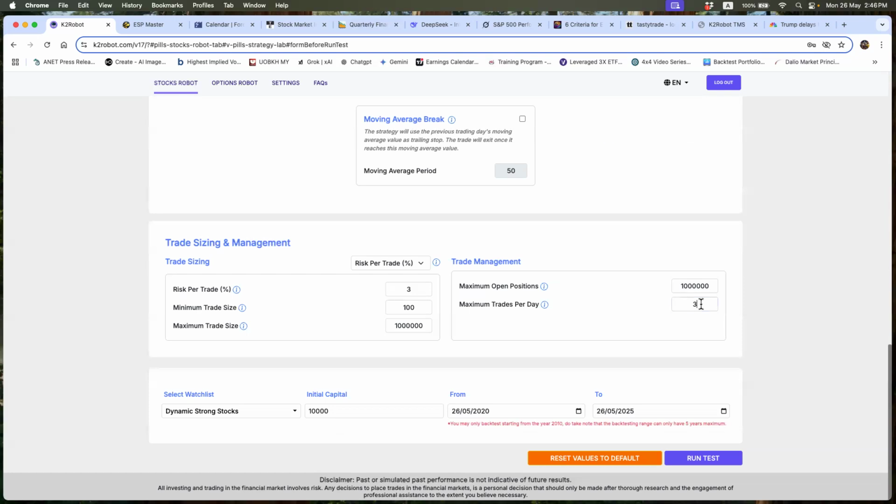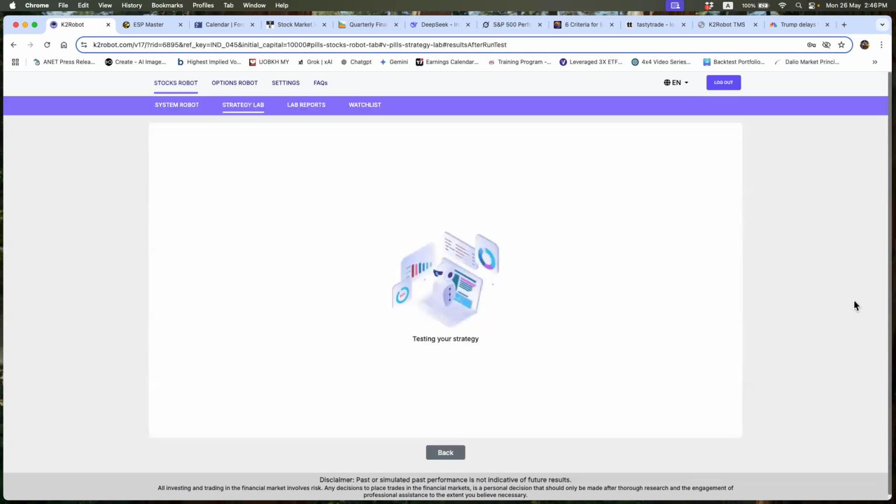So maximum trades to take per day, I'm going to increase it to 10. Because 3 versus 10, when we run the test, you will be able to see the difference, guys. So I'm going to run the test. So basically what we have done, we have selected what stocks to trade, when to buy, when to exit, and now the money management part, how many shares to buy per trade, how much to risk per trade.